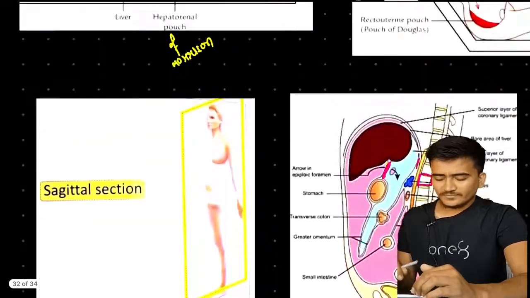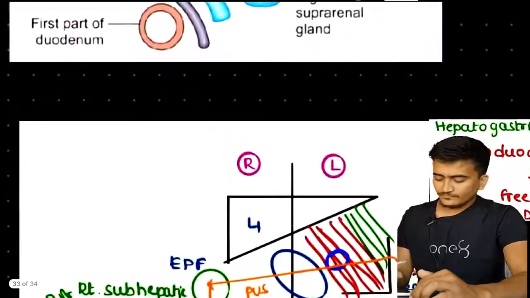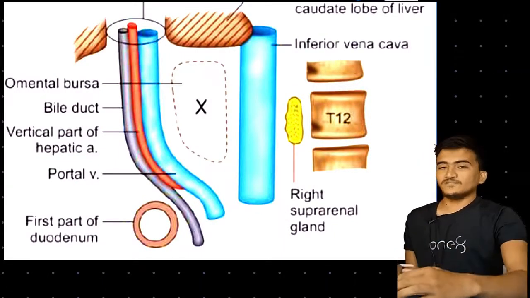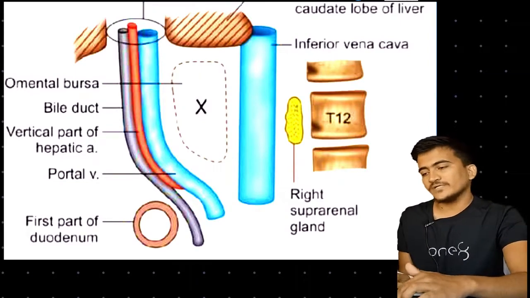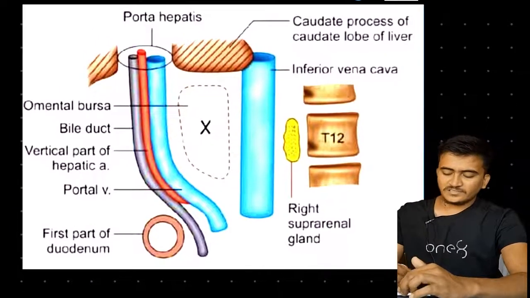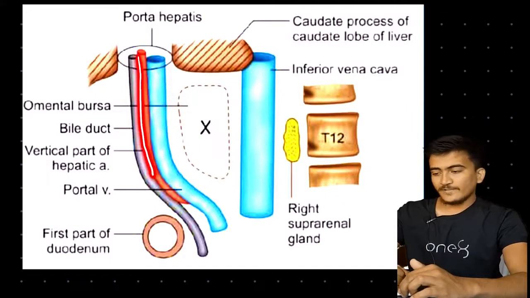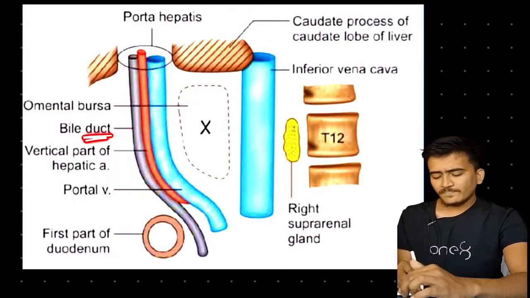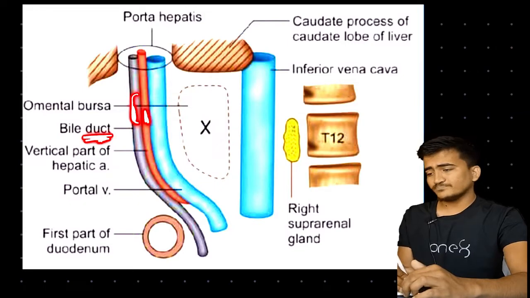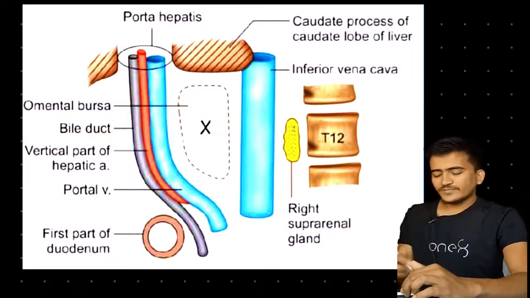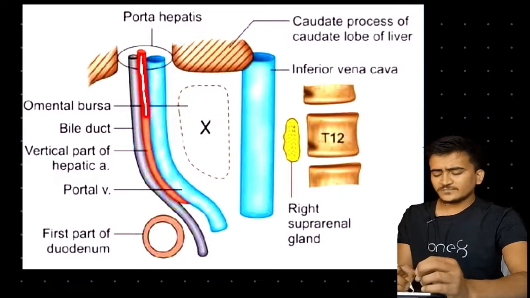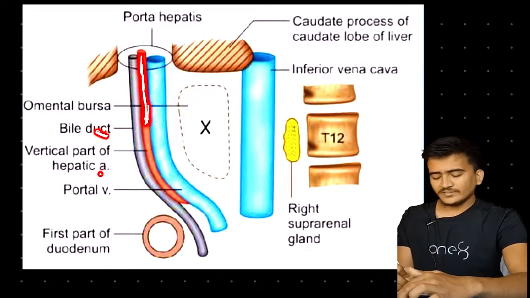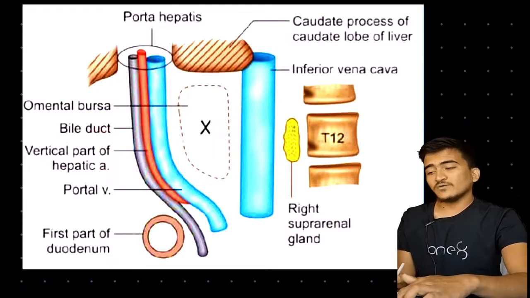The hepatoduodenal ligament consists of the DAV structures that are carried to the porta hepatis, right? As is clear, this is our artery and this is our duct. So we can say the duct is present on the right side of the artery, or the artery is present on the left side of the duct. The artery is somewhat in the midline, but the duct is somewhat on the right side.